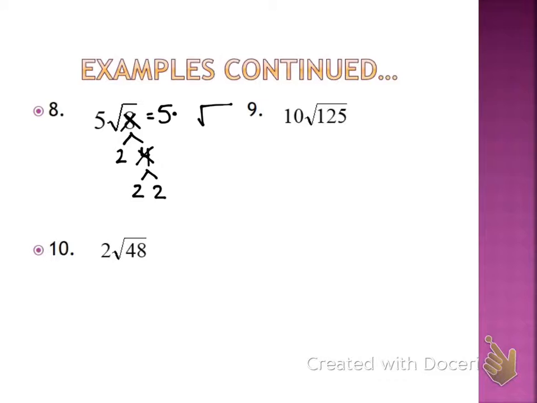What do I have a pair of? 2s, and what number is alone? The other 2. So it doesn't matter to me. If you want to circle those 2 as a pair and leave that one alone, it doesn't matter. You have a 2 that can come out front, and then you have a 2 that stays in the radical.